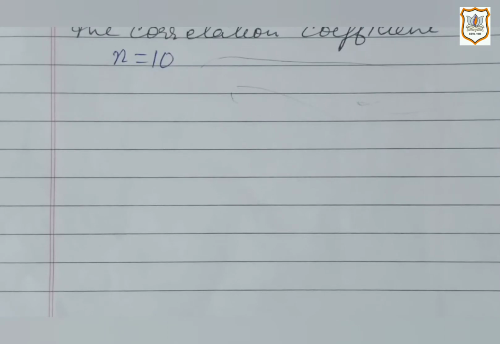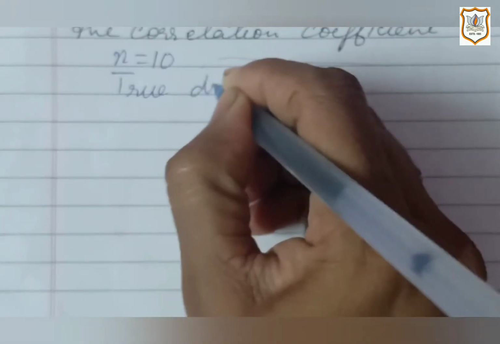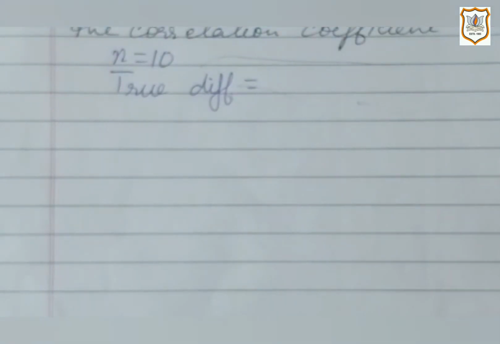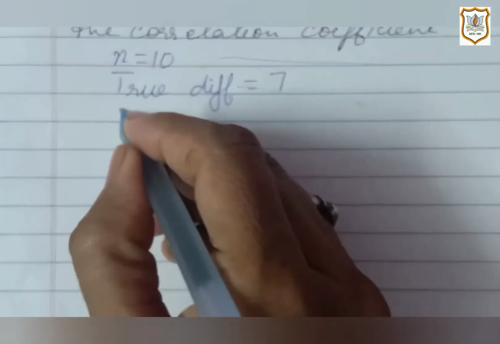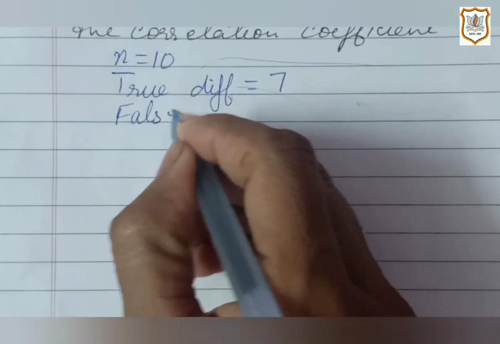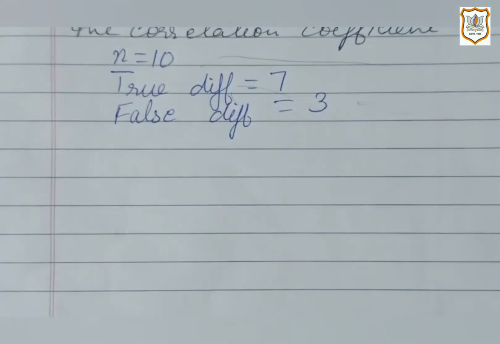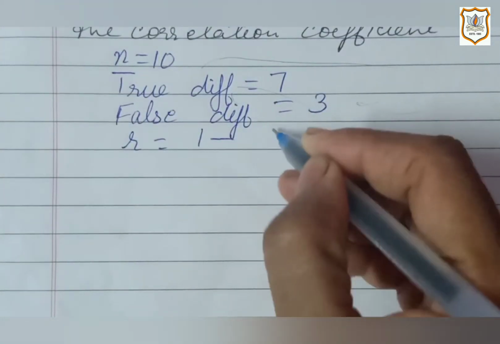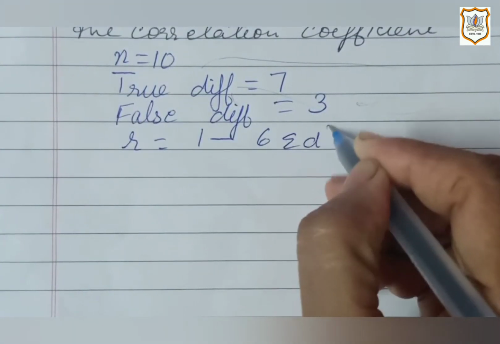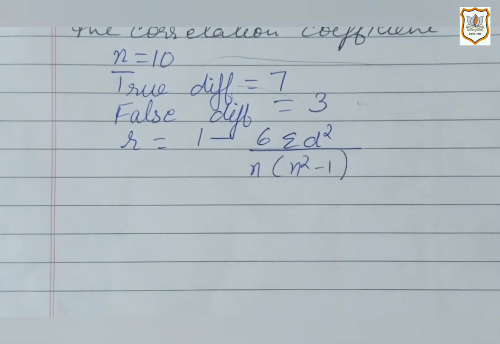Second thing is the true difference. So now what is the true difference? That is the correct difference, that is 7. The wrong difference, or you can say the false difference, is 3. Now you know that R is equal to 1 minus 6 sigma d square upon n square minus 1.